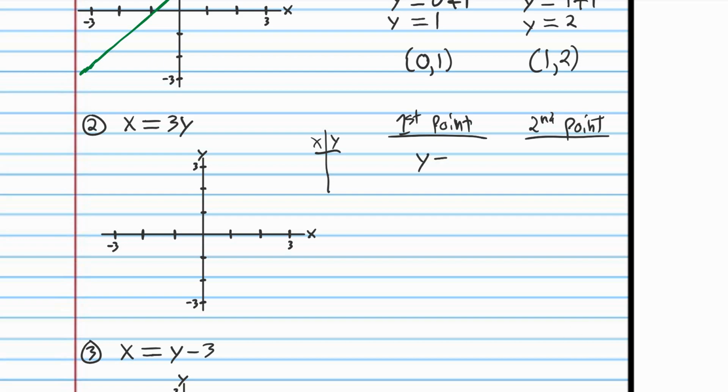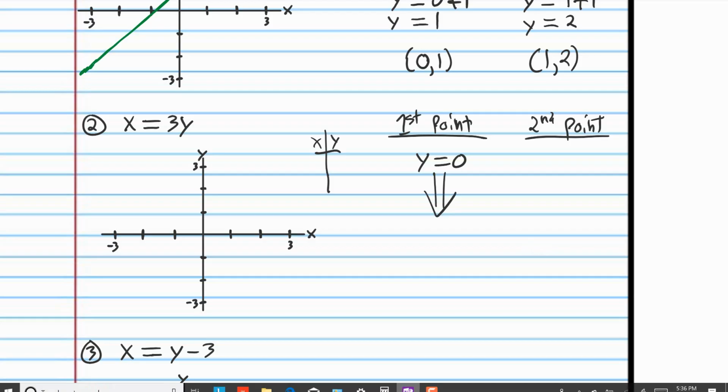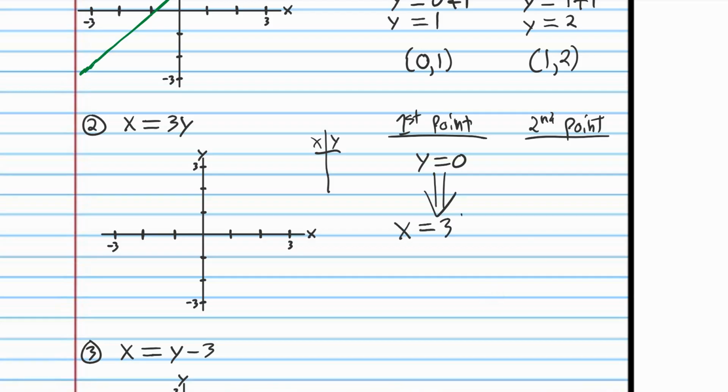So let's let y be 0, because 0 is usually the easiest point to choose. And if y is 0, then x equals 3 times 0, because remember, when you have a letter next to a number, that means you're multiplying the number by the letter. So y is 0, so 3 times 0 is 0. So if x is 0, then y is 0 also. So that's our first point, 0, 0. So I'm going to go ahead and plot that. And I've got to put that in my table here, 0, 0.